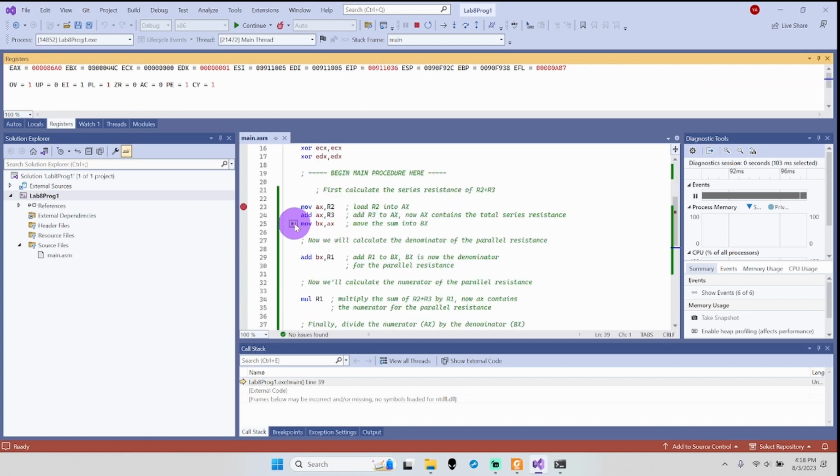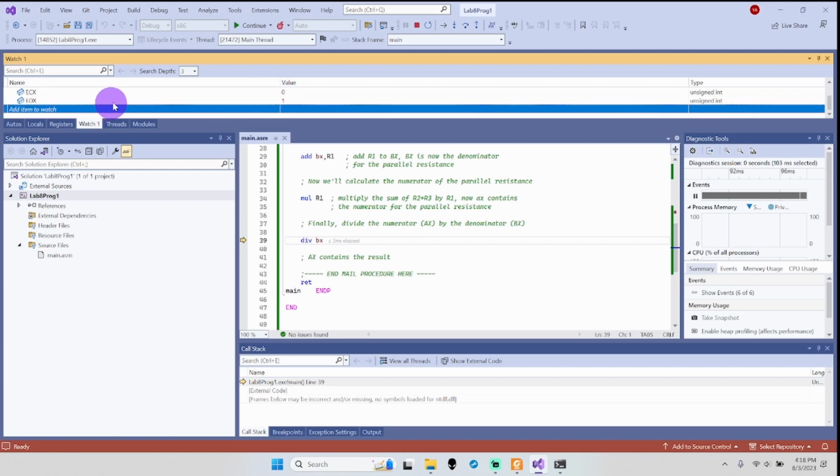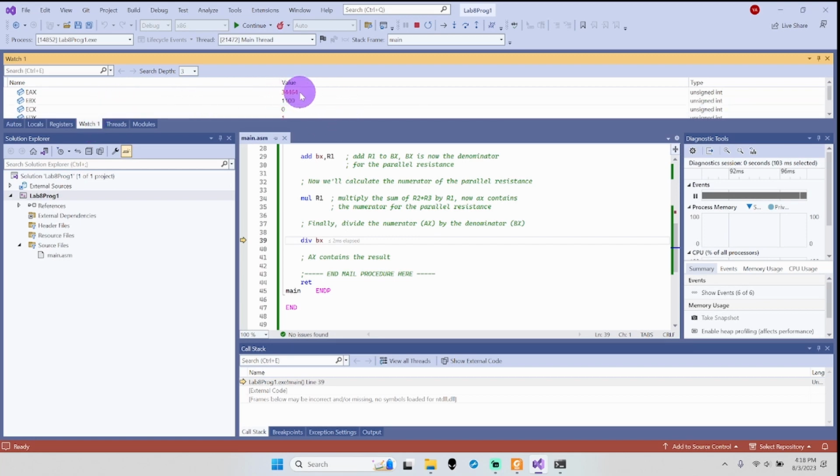Let's see, where are we? Okay. Here we're going to do a division. We're going to divide the numerator, AX, this value, by the denominator, which is BX, this value right here. Let's see here what they are. This is going to be this value divided by this value. Okay. Pretty much we're doing this.